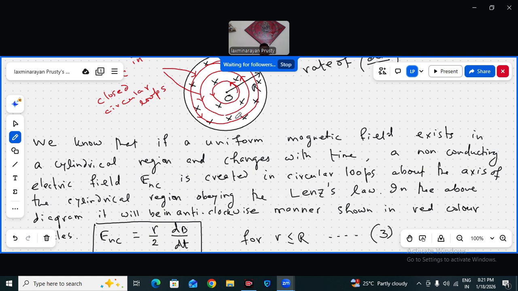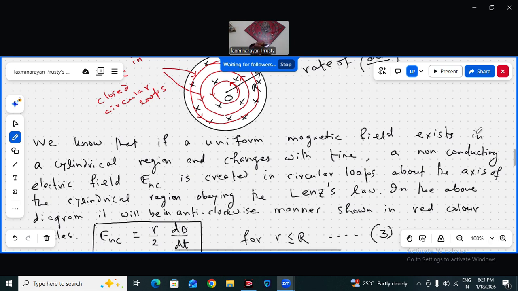In which direction will they be? As per Lenz's law, if you point your right hand thumb in the increasing direction of B, then whichever direction your other four fingers curl around, opposite to that E NC will appear, because of minus d flux by dt. Minus means opposite to that direction. So again I am repeating, if you point your right hand thumb in the direction of increase of flux, then the four fingers curl in a direction whose opposite is the E NC direction.